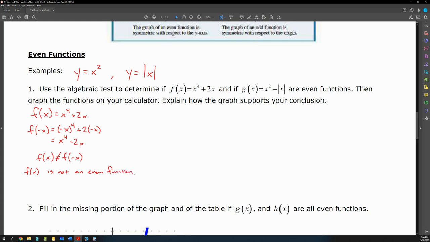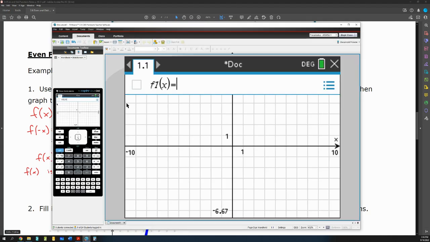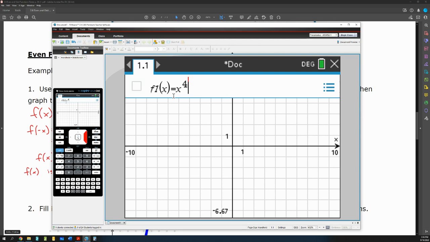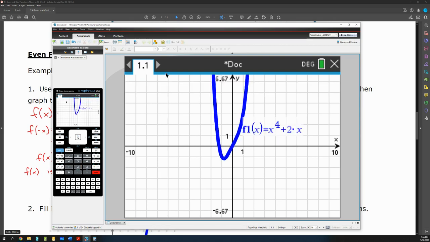Okay, now let's go ahead and graph this on our graphing calculator to see if this supports our claim. So in your graphing calculator, go ahead and open up a new graph and type in the function x to the fourth plus 2x. And if we were to graph this, we can see the shape of the graph here.